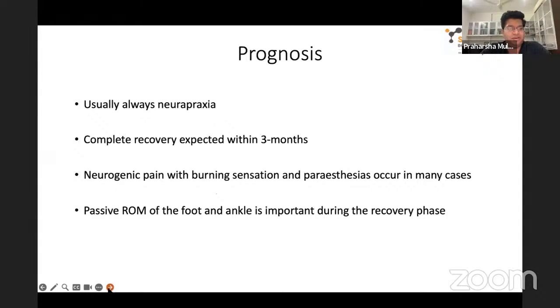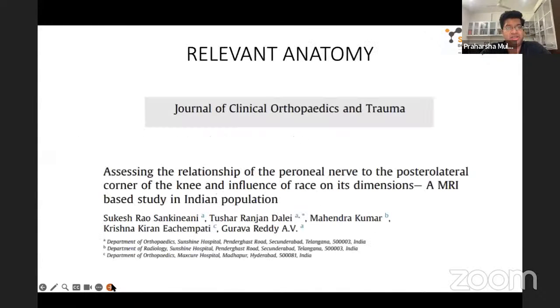So you have to be in a position to reassure the patient and take measures to reduce the swelling around the nerve and to facilitate good recovery. Usually these patients complain of persistent neurogenic pain, a lot of burning sensation, paresthesias, which occur in most cases. And passive range of movement of the foot and ankle is very important during recovery. And you have to give them an ankle foot orthosis to ensure that they do not develop any equinus deformities during this recovery period.